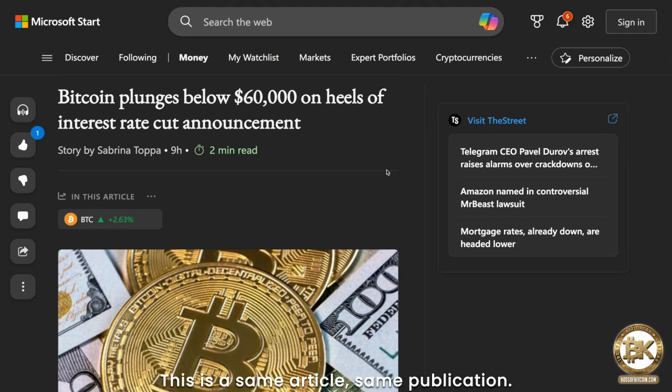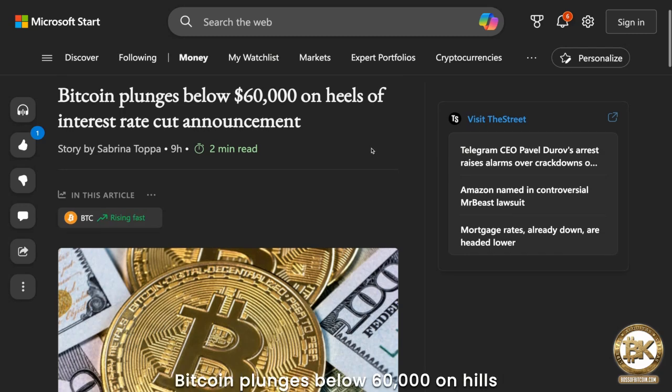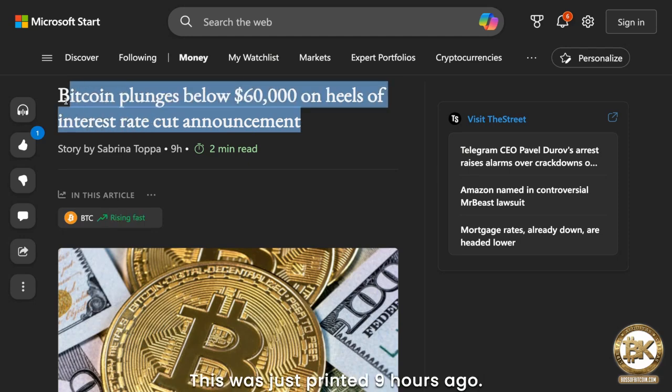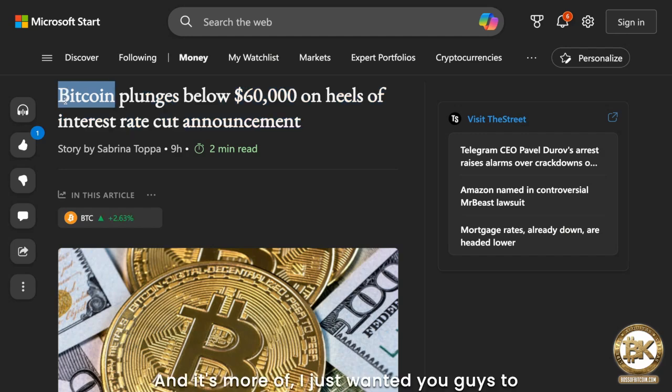This is the same article, same publication. Bitcoin plunges below 60,000 on heels of interest rate cut announcement, right? This was just printed 9 hours ago. I just wanted you guys to be cognizant of how to discern information.